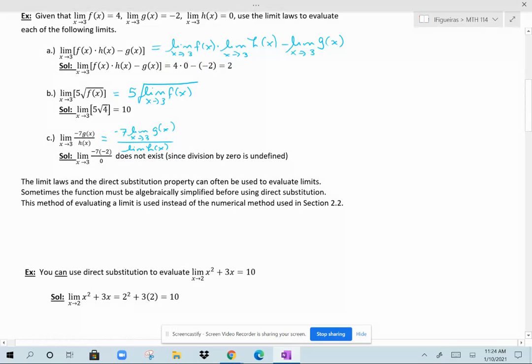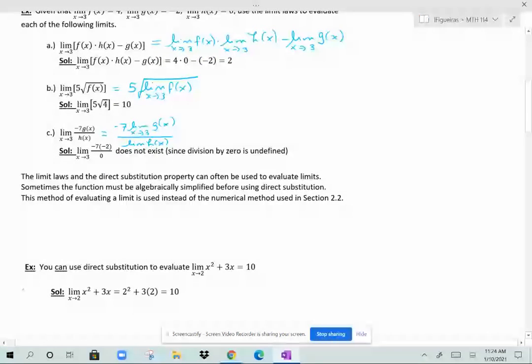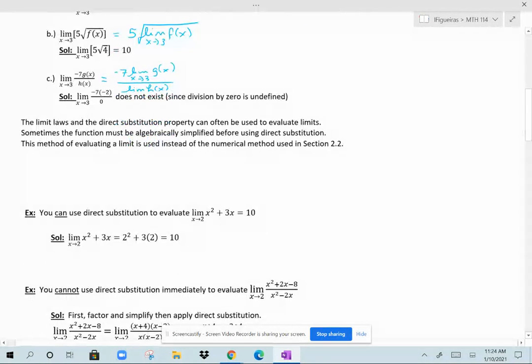So this is an example of where we can go directly to just using direct substitution. And that's because 2, the number that x is approaching, is in the domain of this second degree polynomial. So we can just go ahead and plug it in. And when you plug in the 2, you'll get 2 squared plus 3 times 2, which gives us a value of 10. All right, so let's move on.